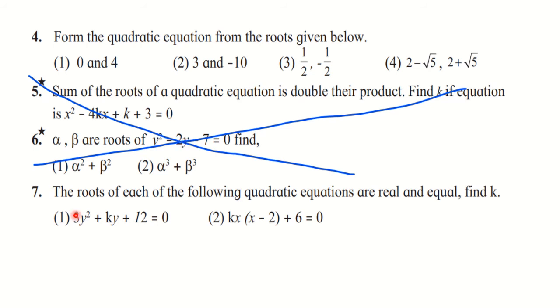So cancelled. The 7th one. The roots of each of the following quadratic equations are real and equal. What is the meaning of real and equal? That the discriminant delta is 0. We have seen the conditions for the nature of the roots. So here, since it is given real and equal, we know that the discriminant delta, that is b square minus 4ac, is 0. So make use of this condition and find the value of k.